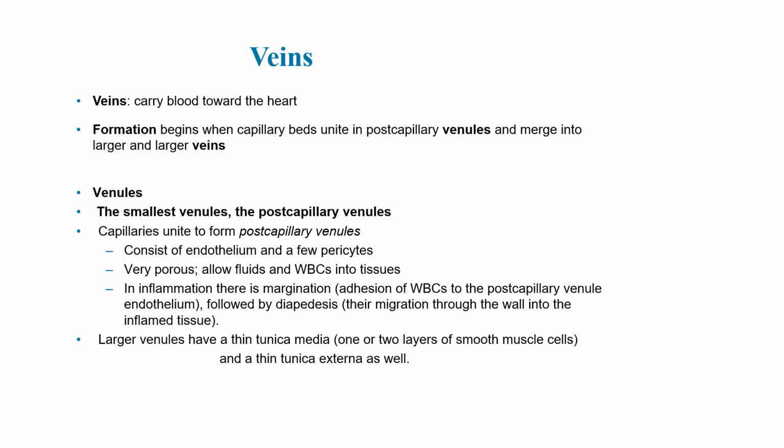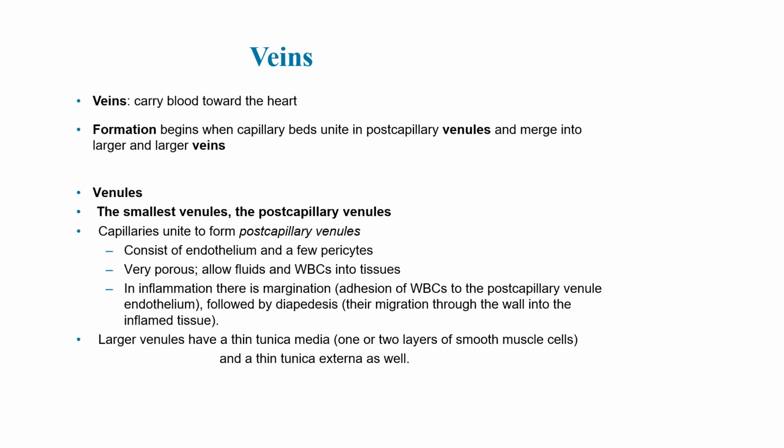These consist of endothelium and a few pericytes, and they are very porous. They allow fluid and WBCs into the tissues. In inflammation, if you remember, there is margination, which is adhesion of WBCs to the post-capillary venule endothelium, which is followed by diapedesis. What is diapedesis? Their migration through the wall into the inflamed tissue. So these structures are very porous.